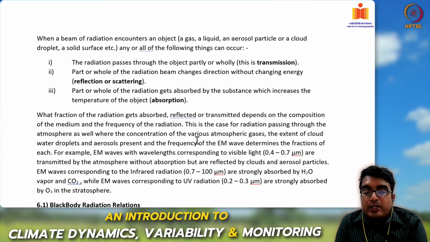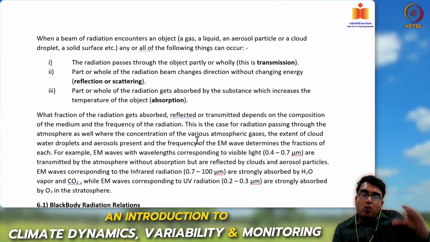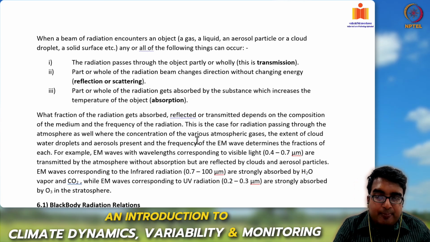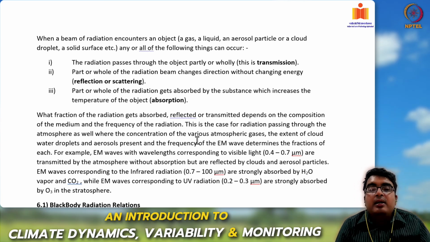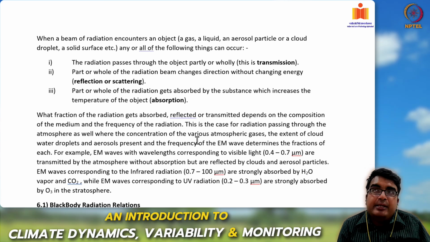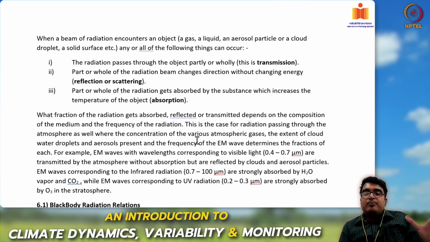While EM waves corresponding to UV radiation, 0.2 to 0.3, are strongly absorbed by ozone in the stratosphere. So, the ozone layer in the stratosphere absorbs the ultraviolet radiation, which is at a much lower wavelength. The infrared radiation being emitted by the earth gets absorbed by the atmosphere primarily due to water vapor as well as CO2, whereas in visible light, most of the light is transmitted, but it also gets reflected by clouds, dust particles, etc.